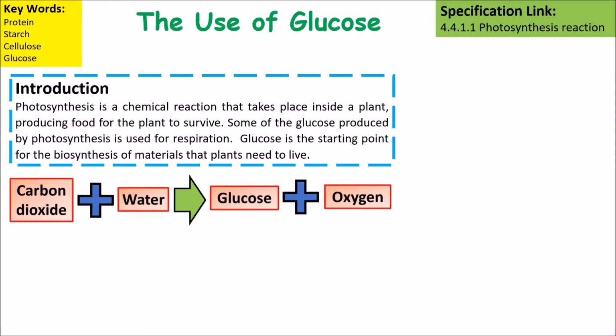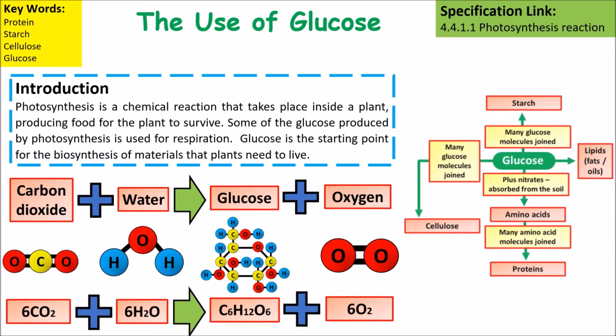So photosynthesis is a chemical reaction that takes place inside of a plant, producing food for the plant to survive. Some of the glucose produced by photosynthesis is used for respiration. Glucose is the starting point for the biosynthesis that all plants need to live. So, if you remember, the reaction is carbon dioxide plus water will go and form glucose plus oxygen. As you can see from the diagram, the glucose can then be turned into a multitude of different things that the plant can use.